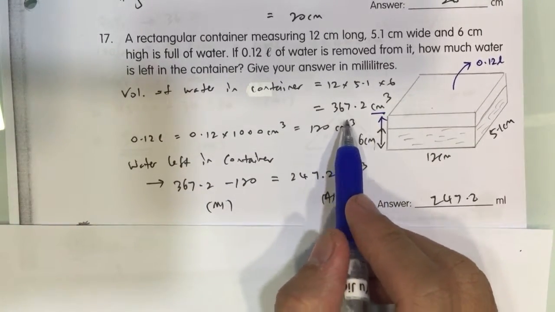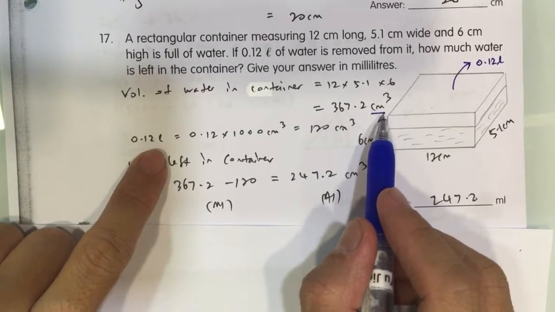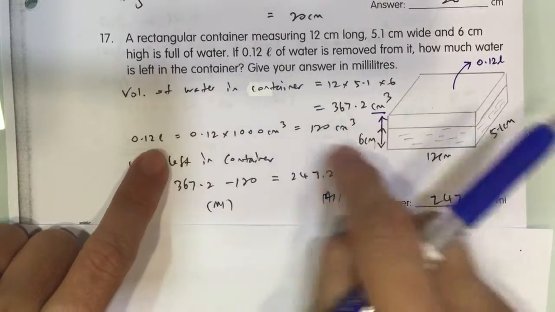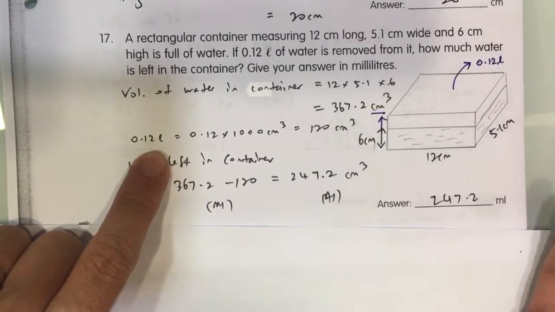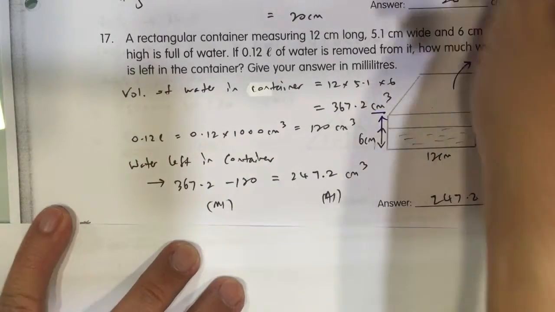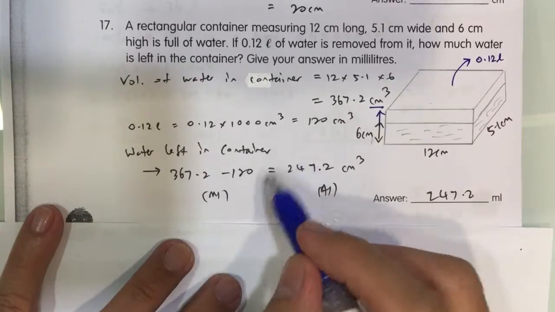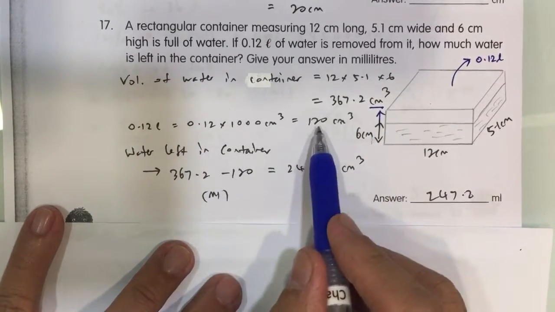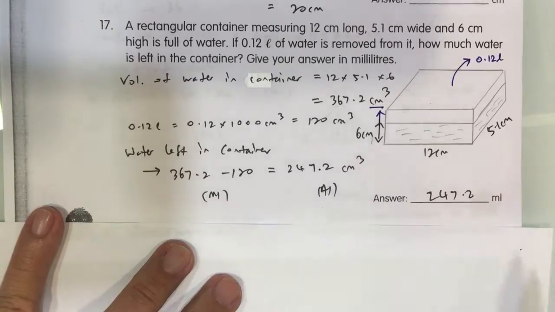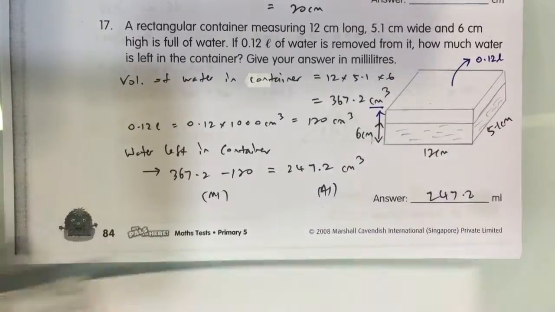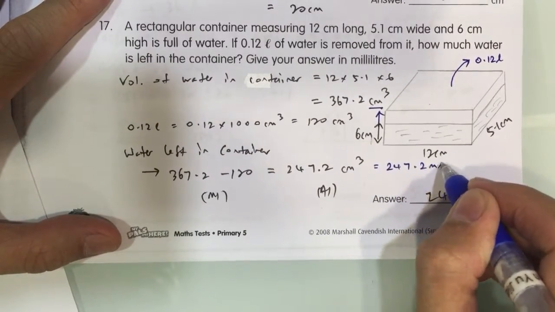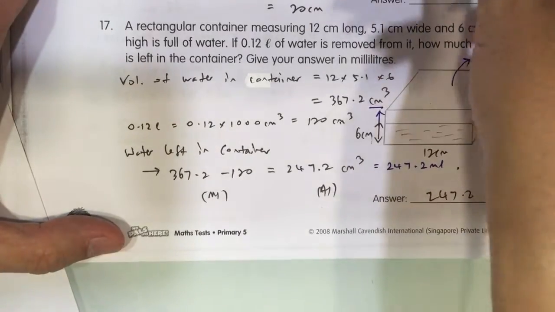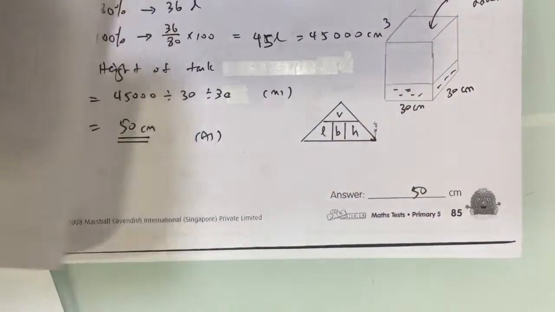Many pupils make the mistake. You take this and subtract away 0.12 liters. Cannot. I cannot have cm cube minus liters. Just like I cannot have 20 cents minus $1. Can or not? Then I got 19 cents or $19? So please be mindful. So water left in the tank will be 367.2 subtract away 120. Answer is 247.2 cm cube or ml, because they want the answer in ml. So you might as well write this down as a final answer. And remember your final statement. Marks will be deducted by half if you don't write your answer statement.